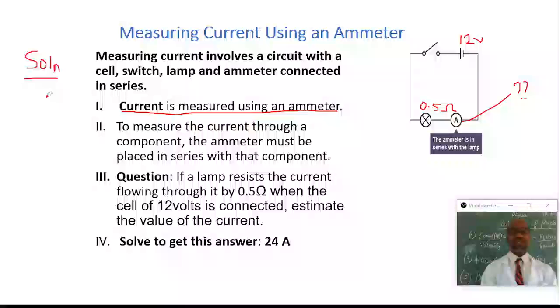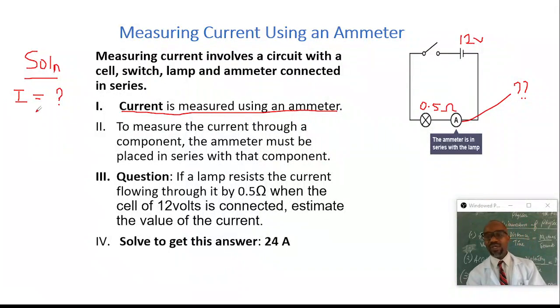Our solution is going to be that we are looking for current. Current is unknown. Current is represented by the letter I. So current here is unknown. That's what it means. Current is quite unknown here, right? Good.